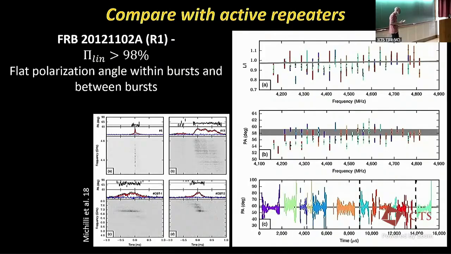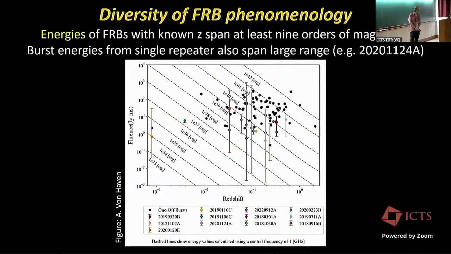And it brings us to the more general question of the diversity of the FRB phenomenology and all the apparent similarities and differences between repeaters and non-repeaters. So I want to spend a little bit of time on that. Another point of diversity is the energies. The energies of FRBs span a huge range, about 9 orders of magnitude for those that we have confirmed redshifts for. This is just a sample of some of the FRBs, repeaters and non-repeaters that can be put on this diagram.